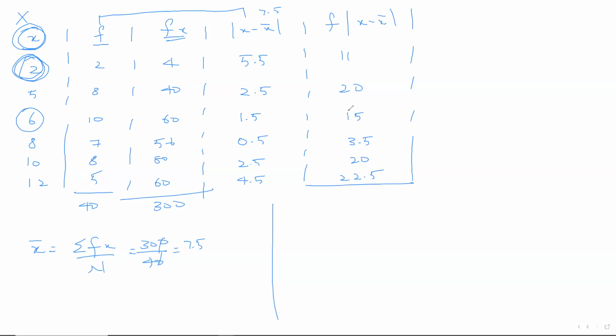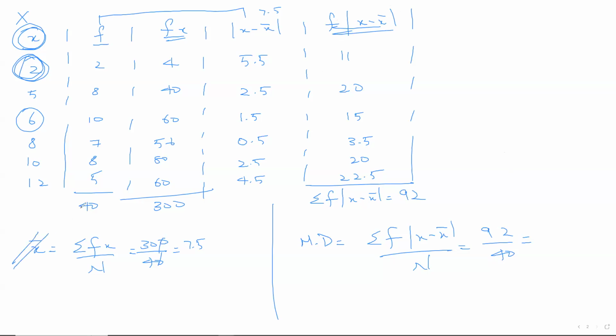Now we're supposed to add this up. That's important. Once you add this up, summation f of x minus x dash, you're going to get the answer 92. Now are we done? No, we write MD equals summation f of x minus x dash whole divided by n. So the answer is 92 divided by 40. You do the math. That's it. So for mean deviation about mean, this column is required, and to get this column, we are using the mean as the formula. This is about mean.